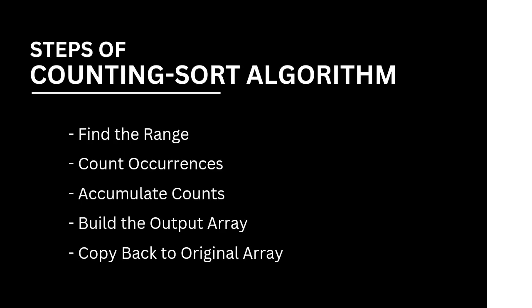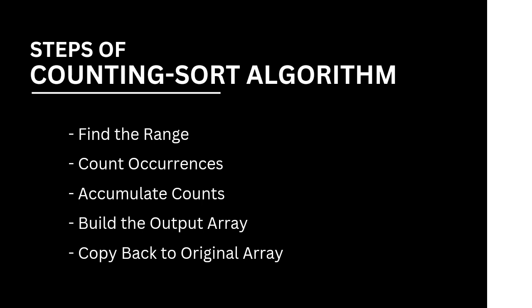Now let's take a quick look at the steps for performing the counting sort algorithm. First you have to find the range. Then you count the occurrences. Then you accumulate the counts, build the output array, and then copy back to the original array. So let me give you an overview of each of those steps.